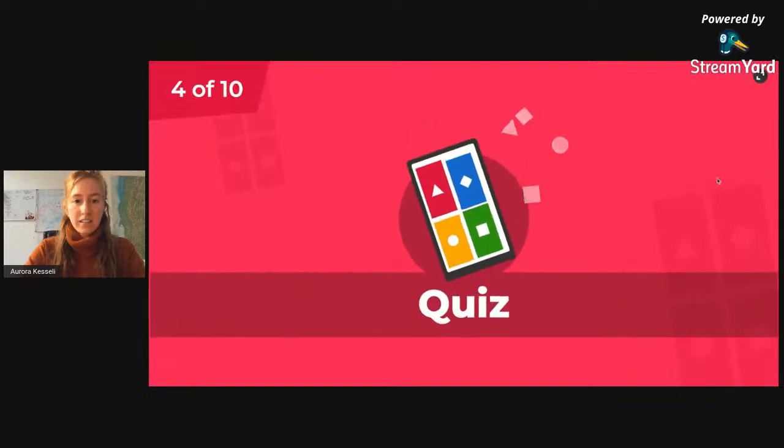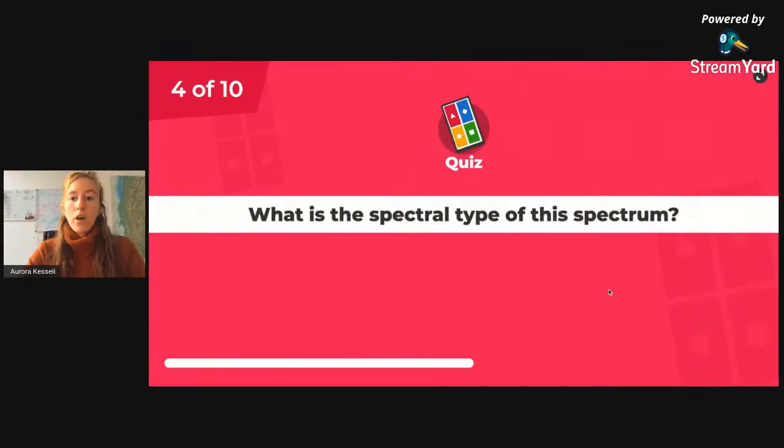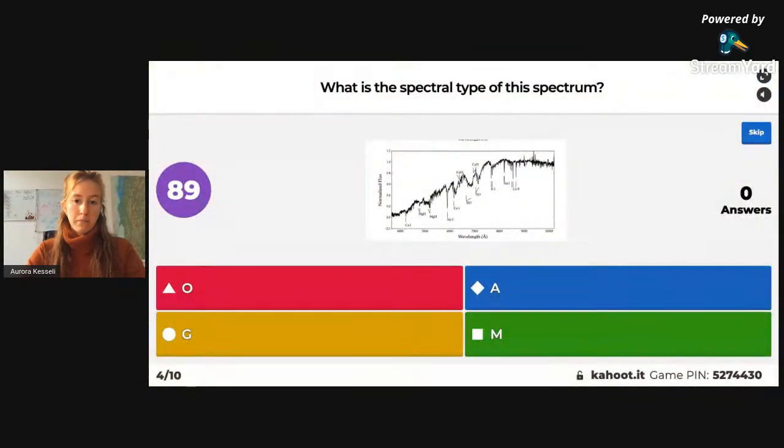All right, next. What is the spectral type of this spectrum? Hopefully you can see this, and it's not too small. But the choices are an O-type star, an A-type star, a G-type star, or an M-type star.